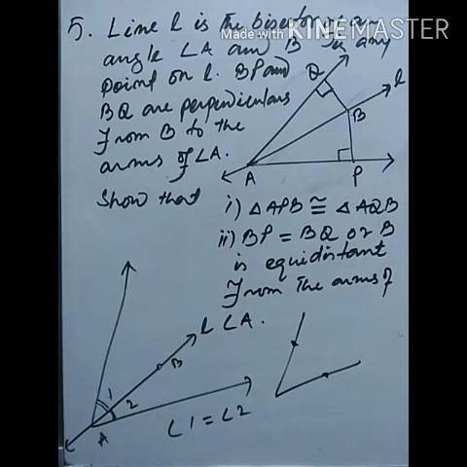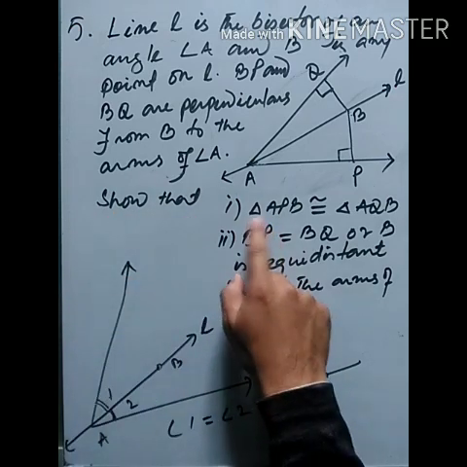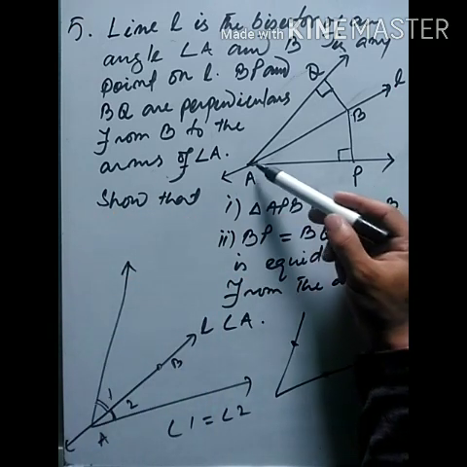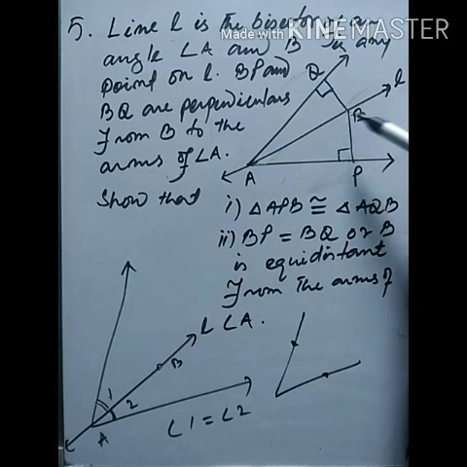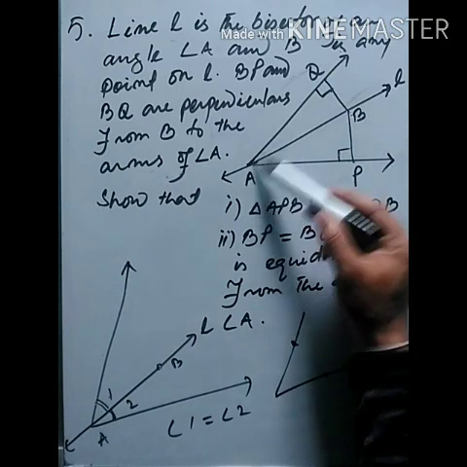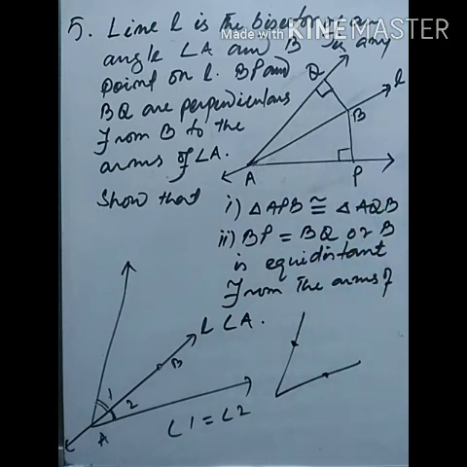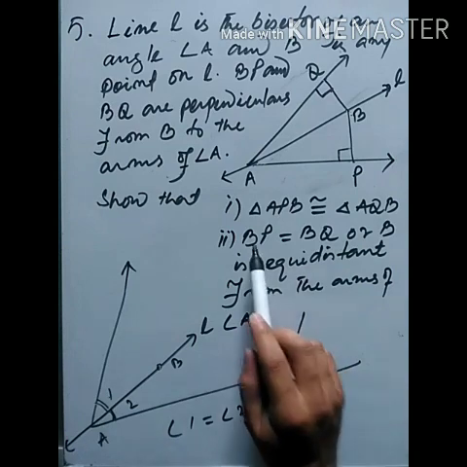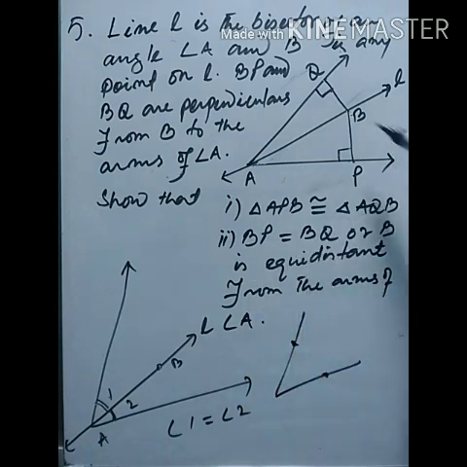Okay, now we have to prove that triangle APB is congruent to triangle AQB. And next is BP equal to BQ, or else B is equidistant from the arms of angle A.